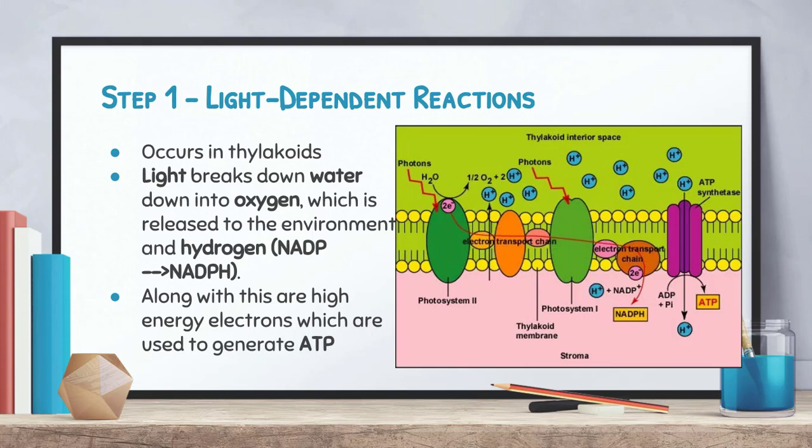So the whole goal of the light-dependent reaction is for light to actually break down water into hydrogen and oxygen. The oxygen is released to the environment, and then the hydrogen is actually going to be used later. Now, when this process happens, this generates a lot of high-energy electrons, which are used to then generate ATP. So what we do here is we create energy, some oxygen, and some hydrogen. The oxygen is released, and the hydrogen and the energy are going to be used in the dark reactions.